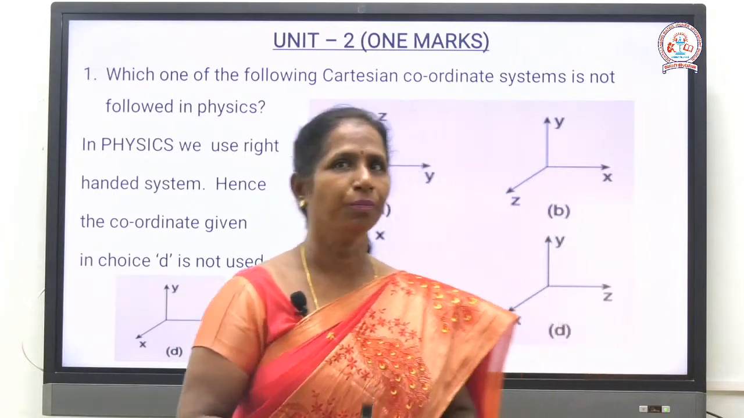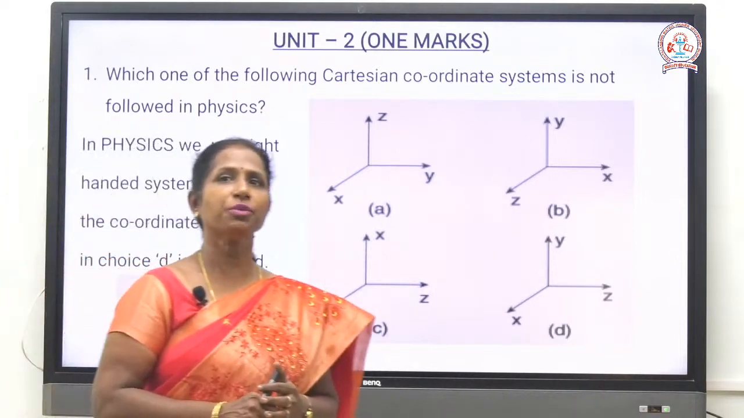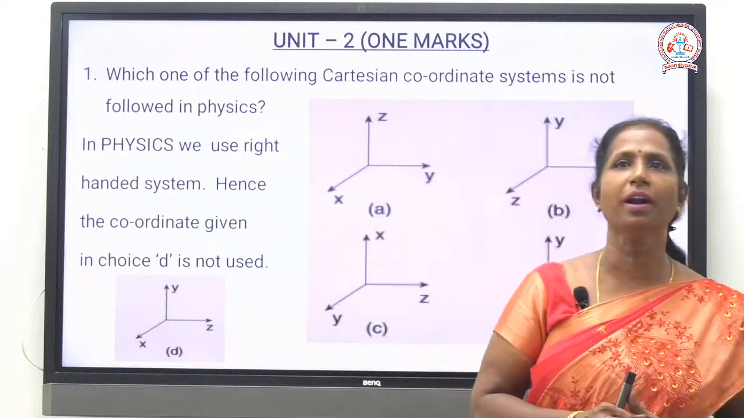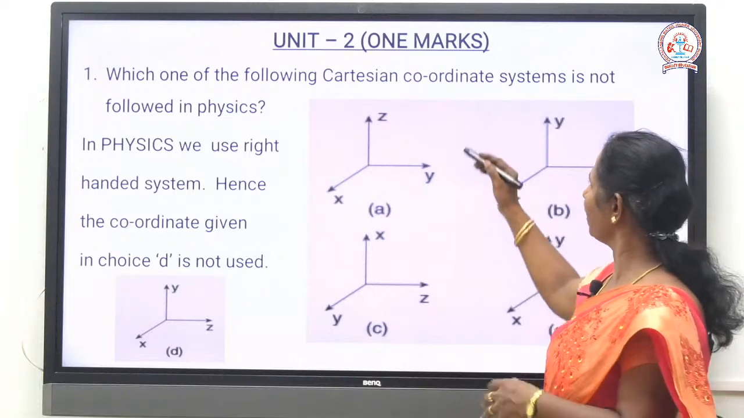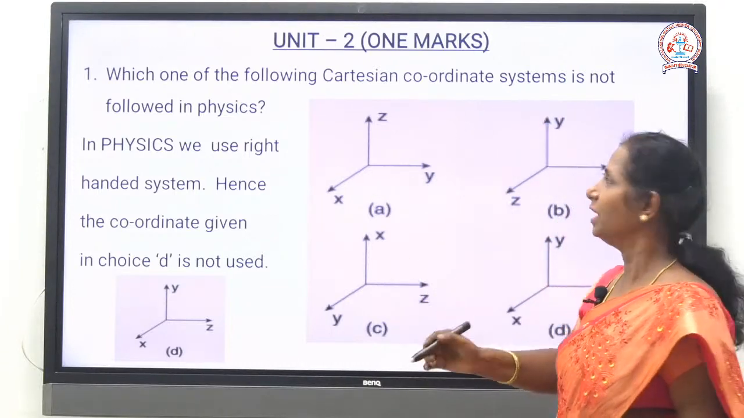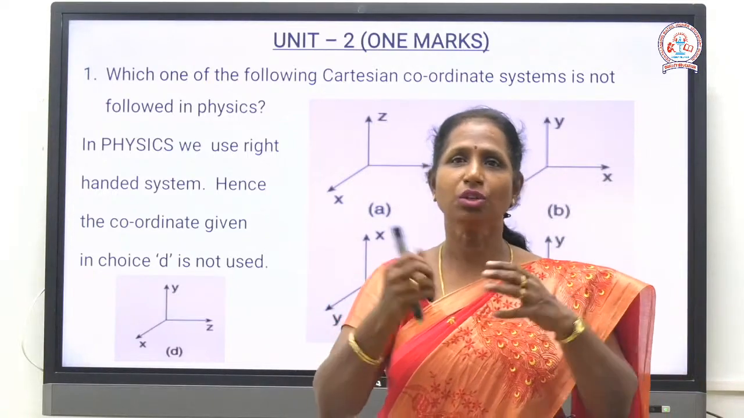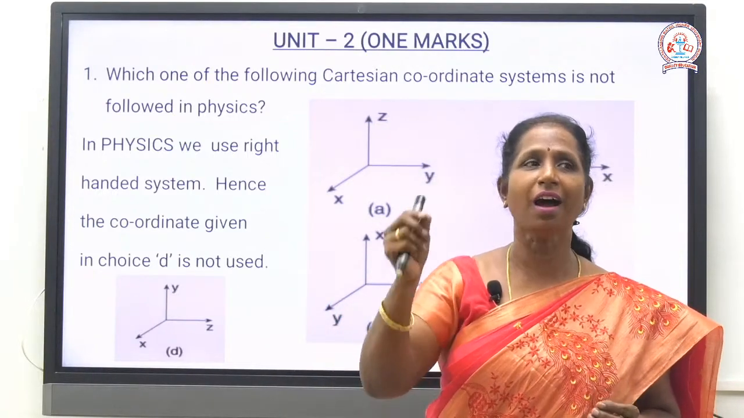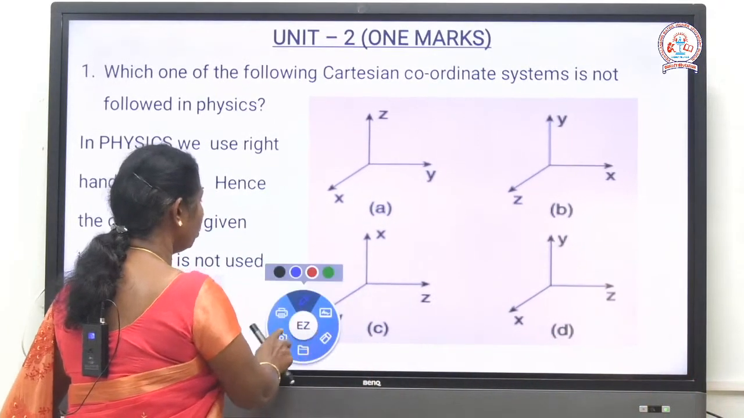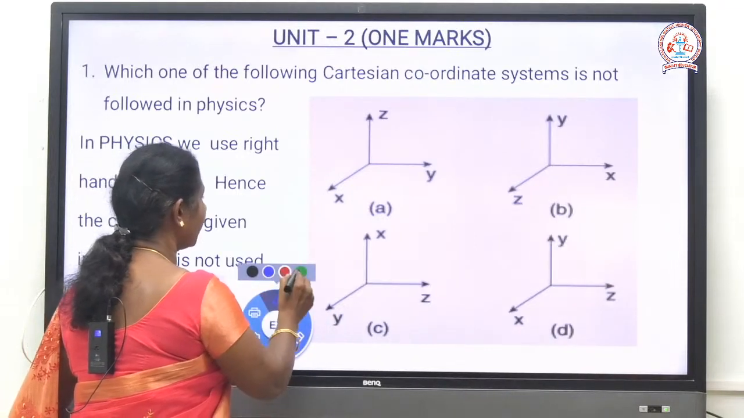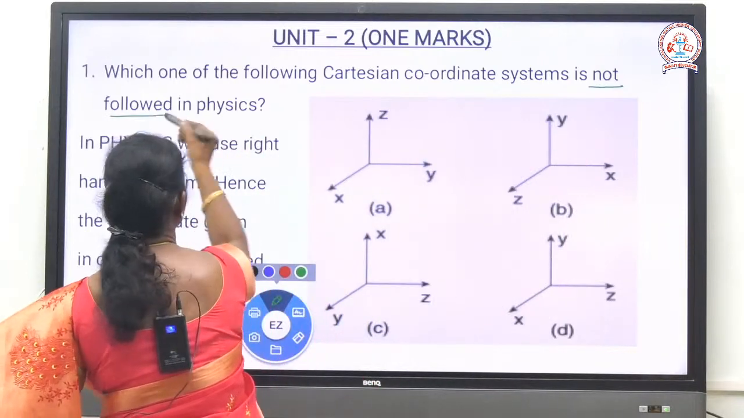So chapter 2, 1 marks. The first question is, which one of the following Cartesian coordinate systems is not followed in physics? Generally we have the tendency to read what Cartesian coordinate system is followed, so we read wrongly. The question is not followed. First you must read the question properly. What type of Cartesian coordinate system is not followed? That is the question.